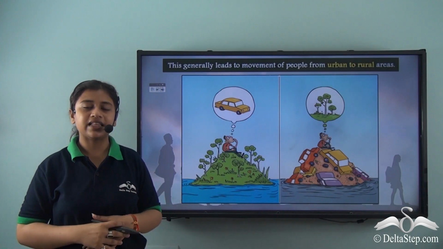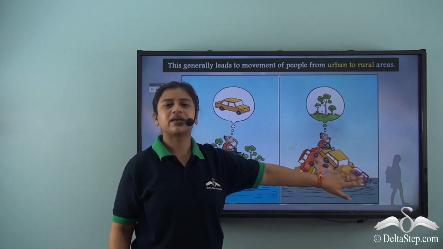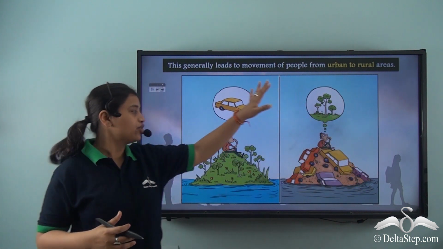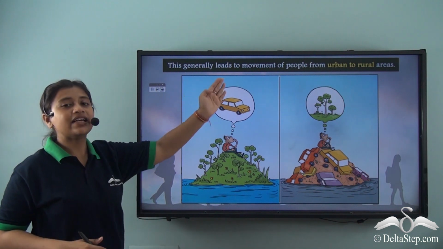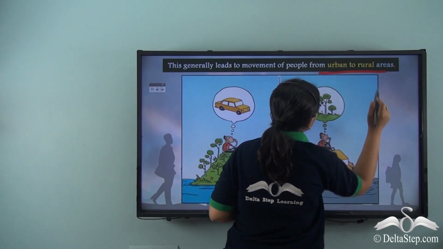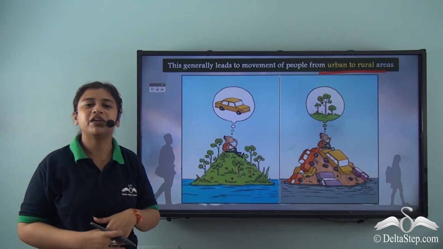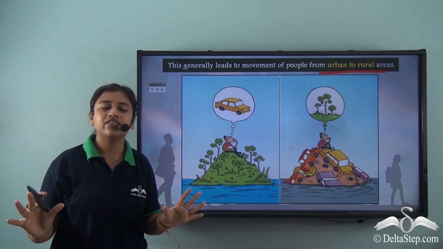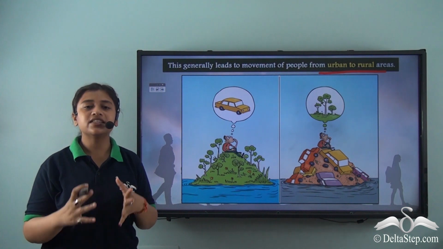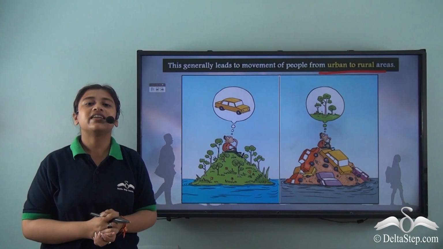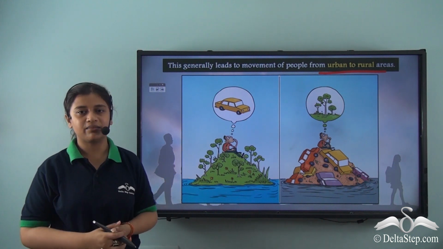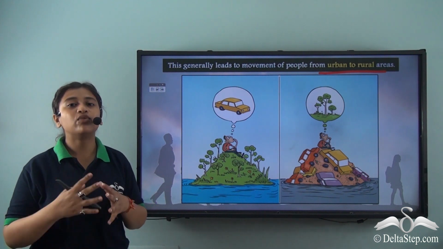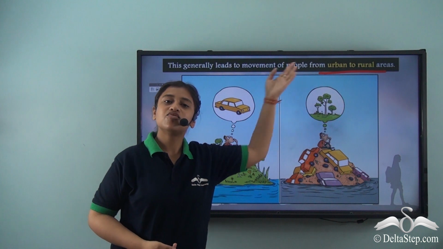As I just mentioned, due to overpopulation, the urban areas become very polluted and unhygienic, right? So people tend to migrate to rural areas. This generally leads to the movement of people from urban to rural areas, and this is most common in people who are retired or aged, right? They have lived their working age. Now they want to live the rest of their life peacefully, in a very healthy and greener environment. So migration that leads to overpopulation in urban areas also leads to movement of people from urban to rural areas.